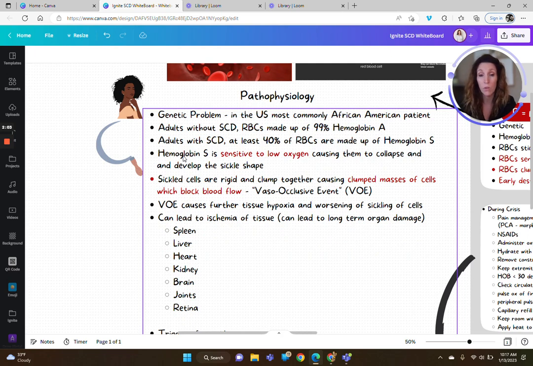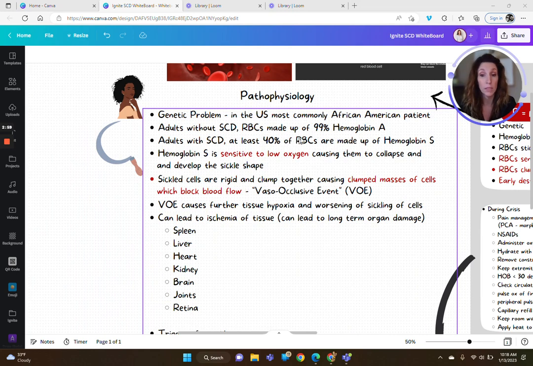So, overall, this is a genetic problem. In the United States, this most commonly affects our African American patients. And genetic problems are things that are passed down from generation to generation. And sometimes the parents don't understand that they have the underlying sickle cell trait that they could pass on, and that's how this problem continues to occur. We will talk more about that in teaching specifically.